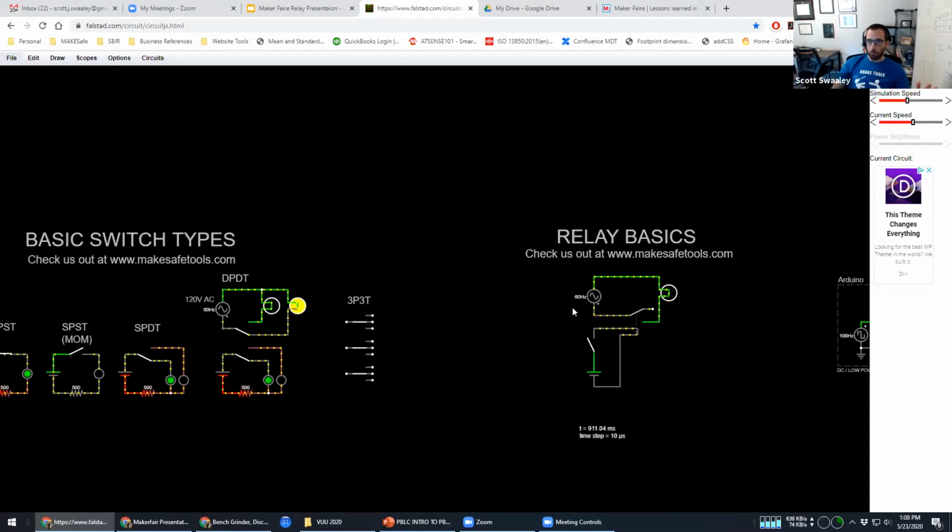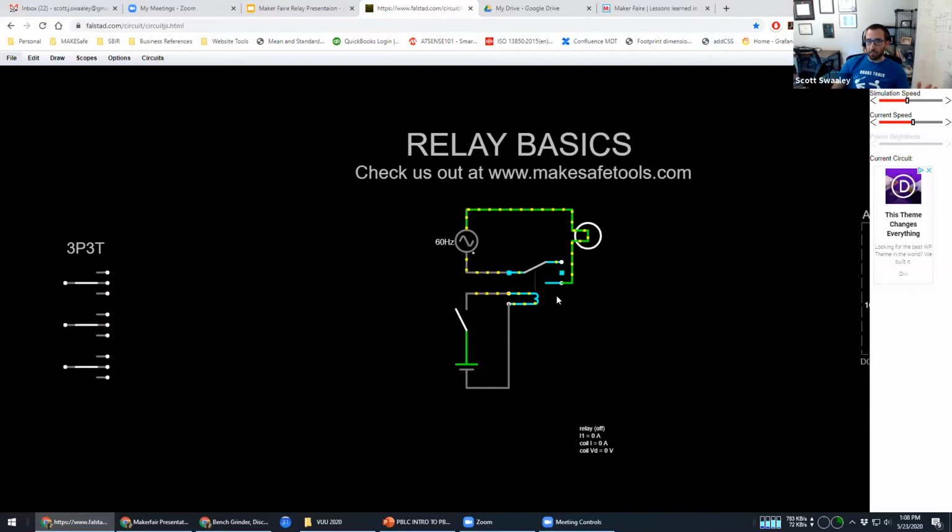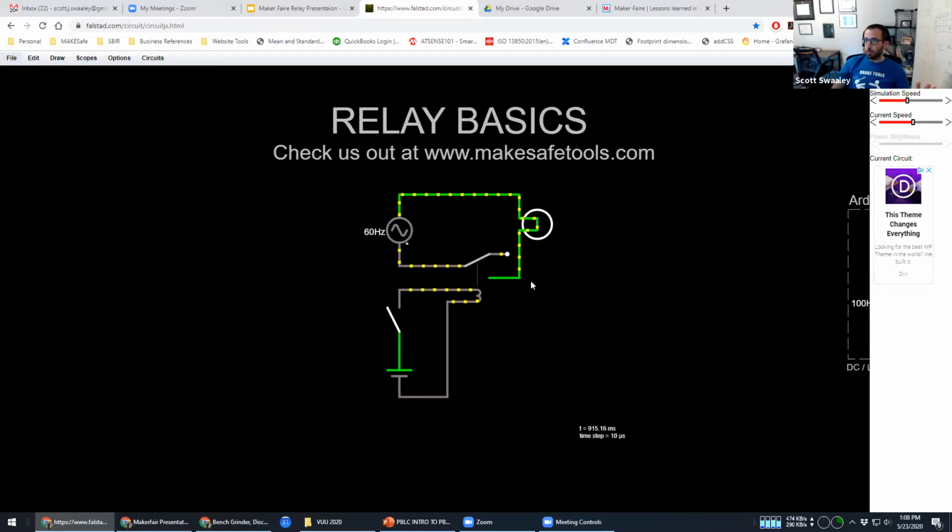The advantage of a relay is that it is basically an electrical switch that could be single pole, single throw, like a basic on off. It could be double pole, double throw, and you can have all those different options. The difference is that we can activate the switch electronically.